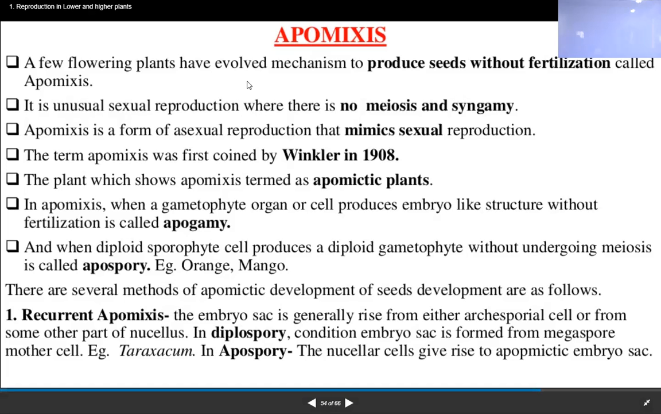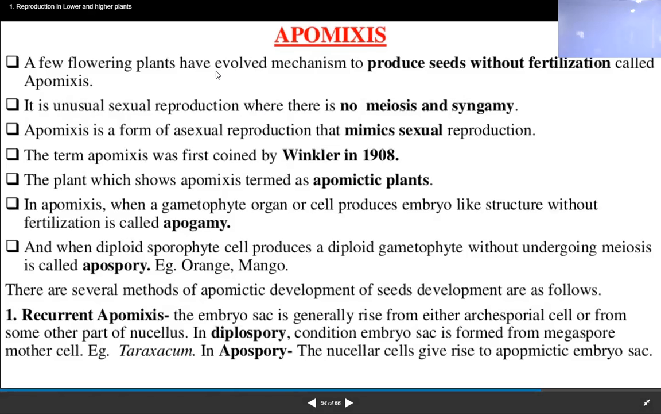Now, apomixis. A few flowering plants have evolved a mechanism to produce seeds without fertilization. We call it apomixis. It is an unusual sexual reproduction where there is no meiosis and syngamy. Syngamy means fusion of male and female gamete, but if there is no fertilization, the syngamy process also does not occur. Apomixis is a form of asexual reproduction.